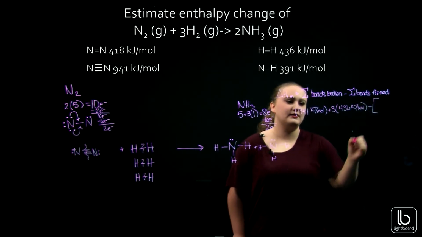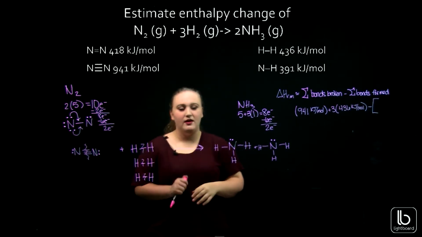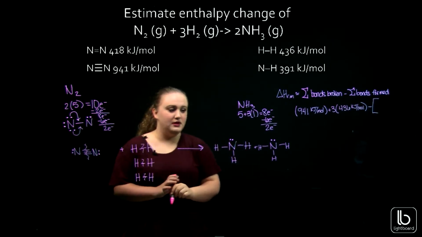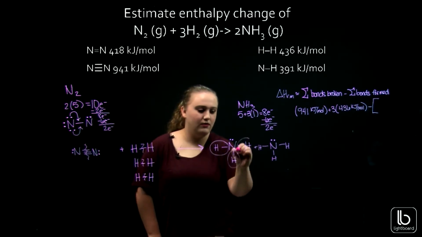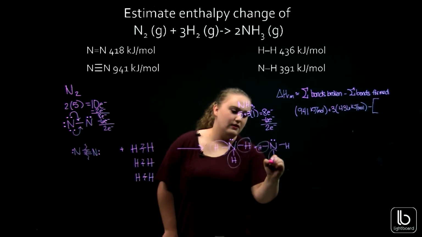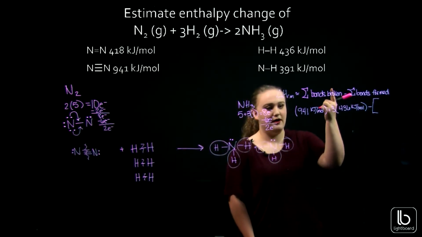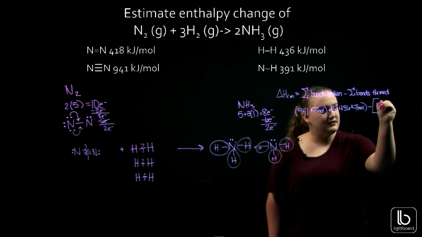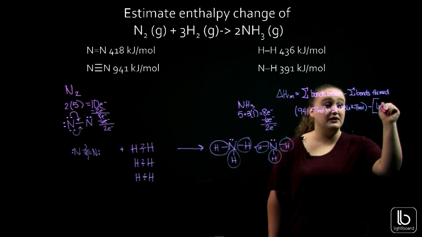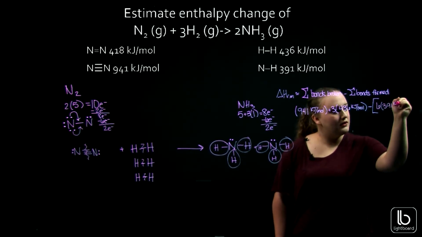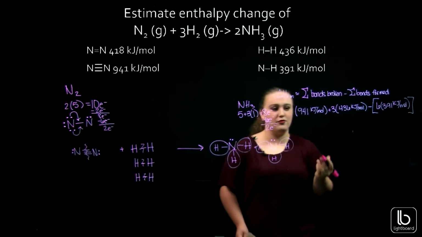And I'm going to subtract, and I'm going to put brackets just to make sure that I know that I'm subtracting everything. And this is going to be our bonds formed. So in this case, the bonds that I formed were 6 nitrogen-hydrogen single bonds. So our chart up there tells us that a nitrogen-hydrogen single bond is 391 kilojoules per mole. And again, we're multiplying that by 6 because we had to form 6 of those.